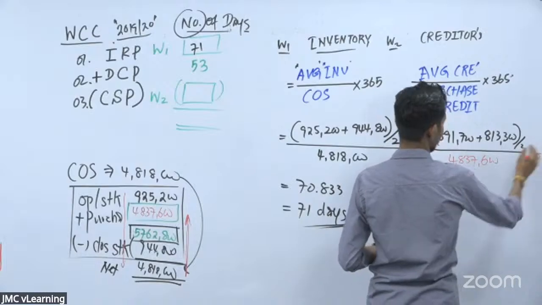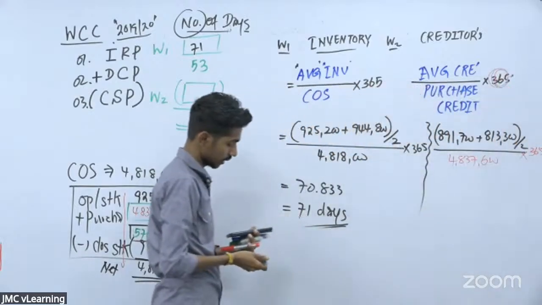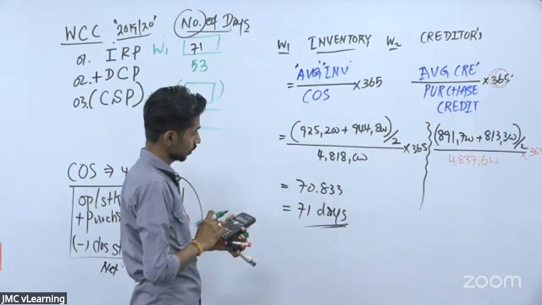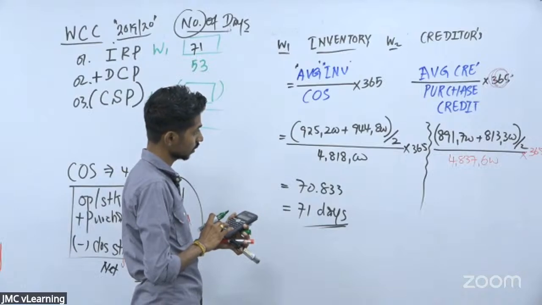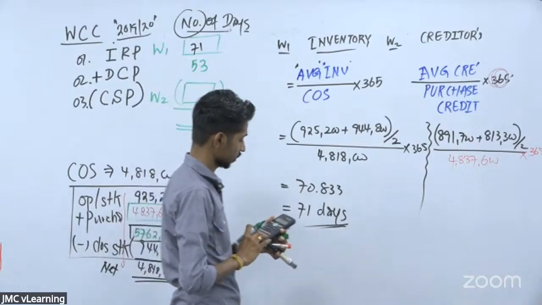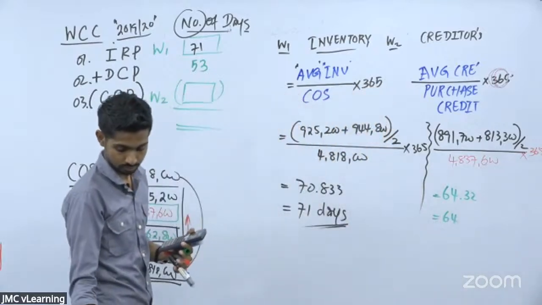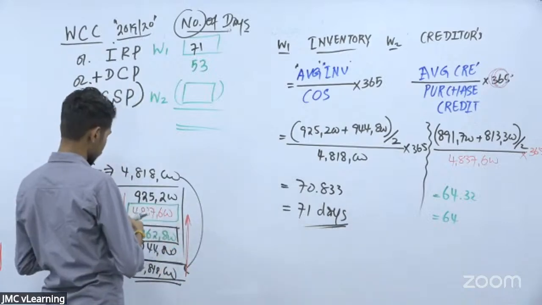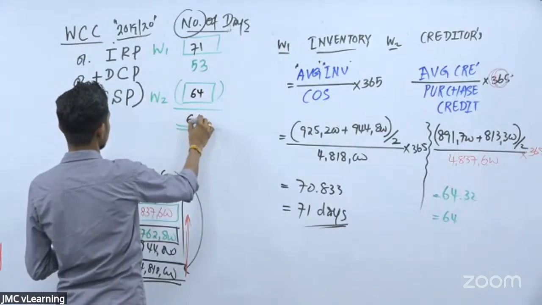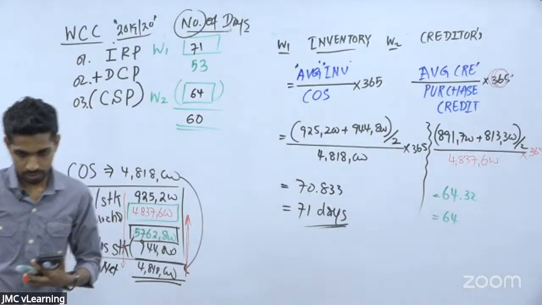Then multiply by 365. Here you have to multiply by 365. It is the same. Please work out how many days: 891,700 plus 813,300, divided by 2, divided by 4,837,600, multiplied by 365. That gives 64.32, so we can say 64 days. Then 71 plus 53 minus 64 is 60 days. The working capital cycle is 60 days. Is it okay?